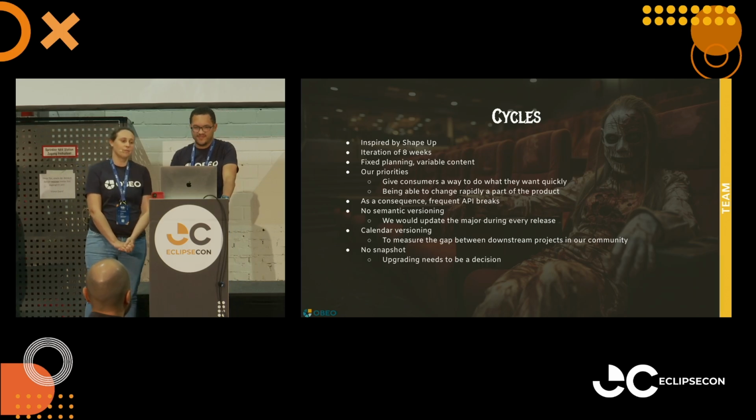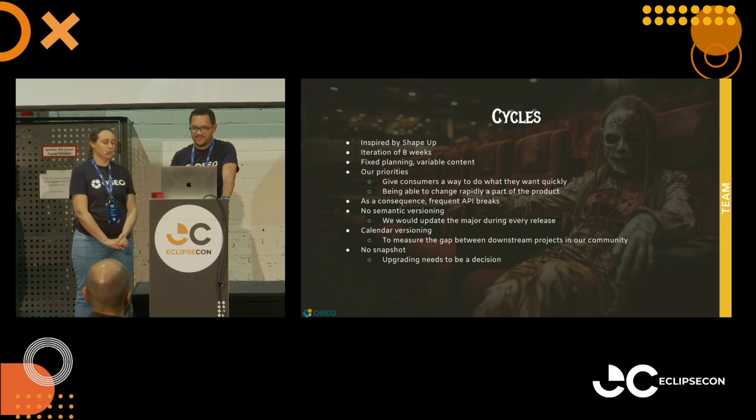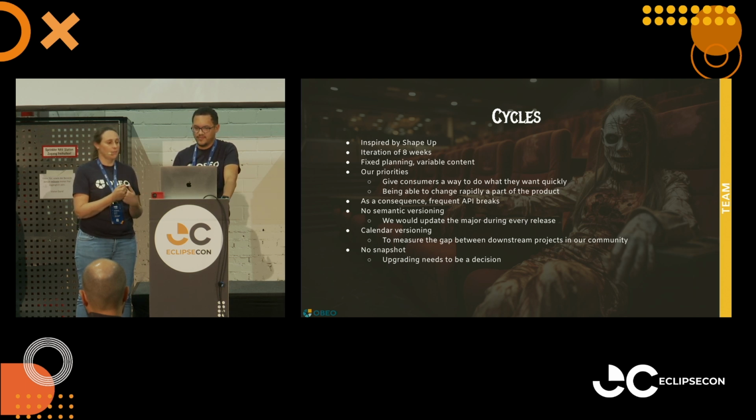From the team side, we've also synchronized our development cycles, based on these 8-week iterations. To quickly meet customer needs, we have frequent API changes. So we are not using calendar versioning. Instead, we are using semantic versioning. No, this is the reverse. We are not using semantic versioning, but we are using calendar versioning in order to allow downstream projects to track feature gaps. We are also not using snapshots because we think that upgrades are a kind of collective decision.